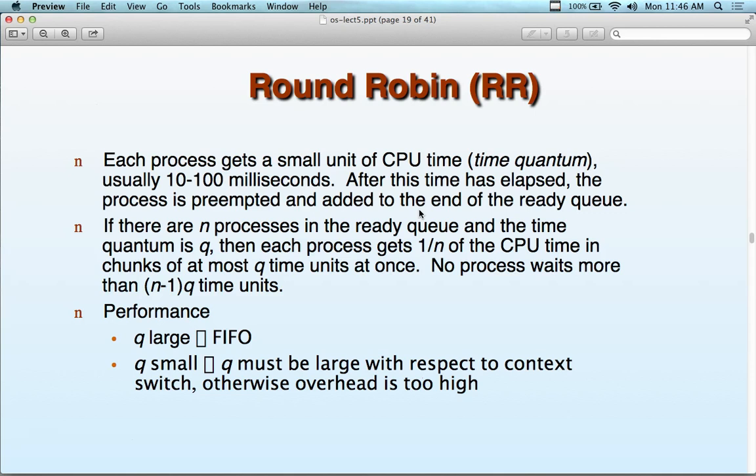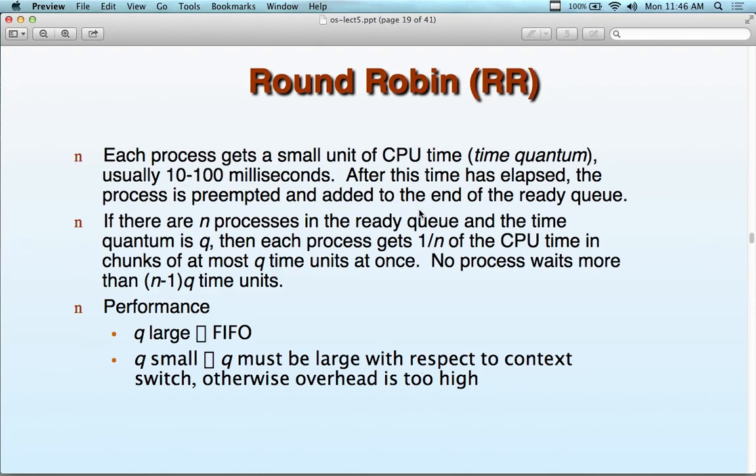So we have different queues set up, and we have one job that has low frequency. We don't have to average it. We can just do a round robin on it maybe, and then just figure out a time quantum that's suitable. So usually 10 to 100 milliseconds. After the time has elapsed, the process is preempted and added to the end of the ready queue.